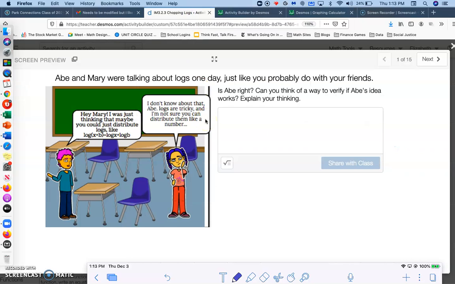We have two people, Abe and Mary, talking about logs. Abe says, "Hey, Mary, I was just thinking maybe we could distribute logs like this." So does the log of x plus b equal the log of x plus the log of b? Logs are kind of different. Logs are exponents rewritten differently. So how do you think we could test that?